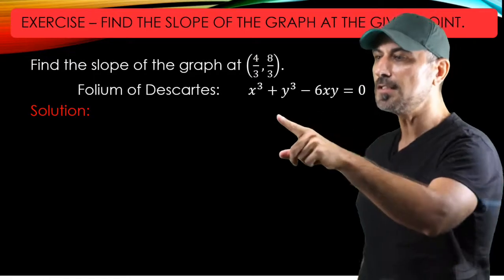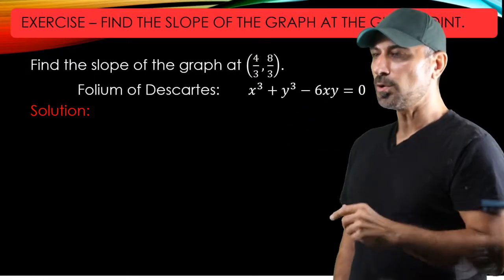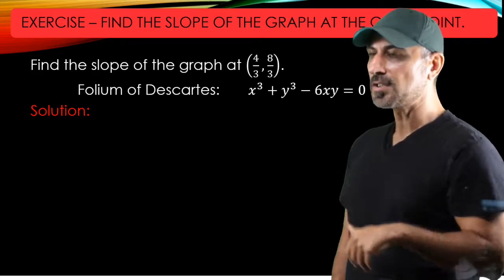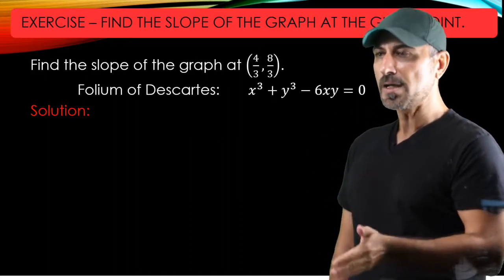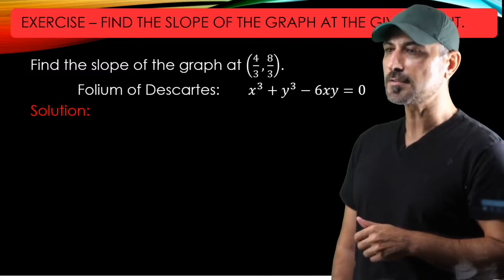First, we take the derivative of the whole equation. Then we collect all the y prime terms in the left-hand side of the equation and factor the y prime term out, and then solve for y prime. All right, let's just roll.